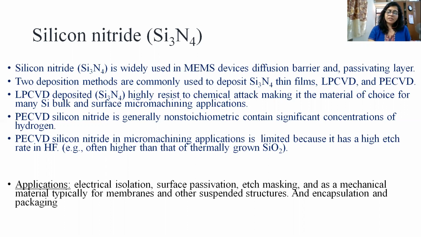The films deposited with plasma enhanced CVD are generally non-stoichiometric, and they are limited because of the high etching rate in HF. The applications are electric isolation, surface passivation, etch masking, and mechanical material, typically for membranes and for encapsulation and packaging.